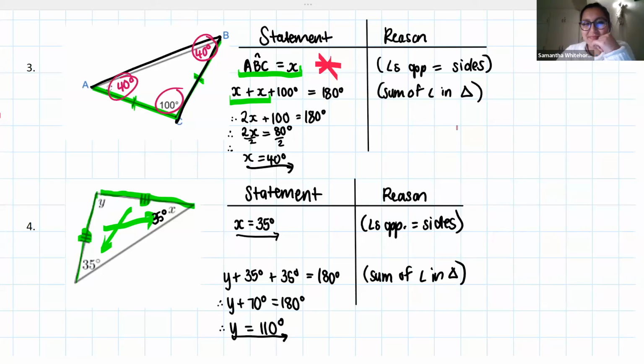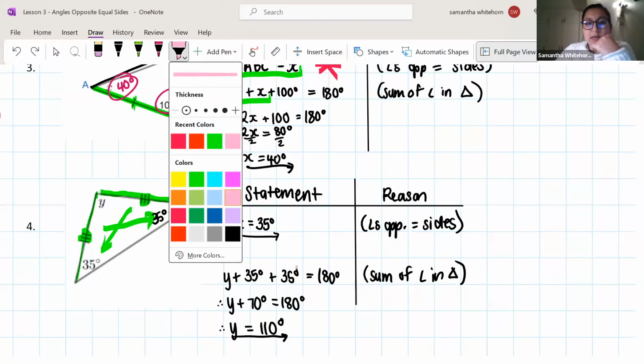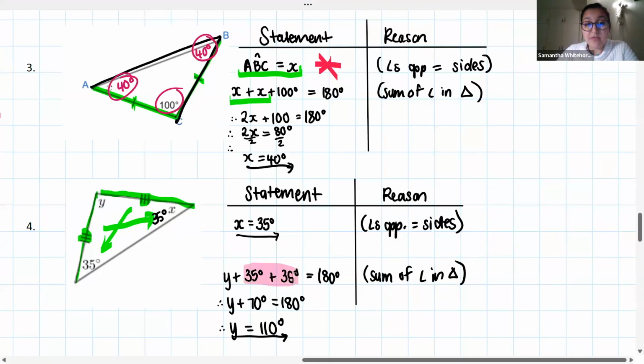I wanted to ask, where did the 70 come from at question 4? Okay, cool. So the 70 has come from, let me just grab a different color. If I add together 35 and 35, so if I add together the like terms, I get 70. So all I did was I just neatened up the left-hand side so that I didn't have as many terms to work with. Oh, okay.